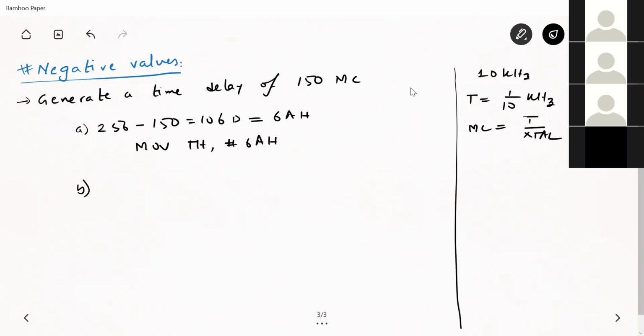But if I say this one is correct, no problem with that. If I say that we can also write MOV TH, #-150, will this give me the same delay of 150 machine cycles or not? What do you think? Yes or no? Yes. So what is the hex of minus 150? Find out. You have your calculator in front of you, so you can find out.